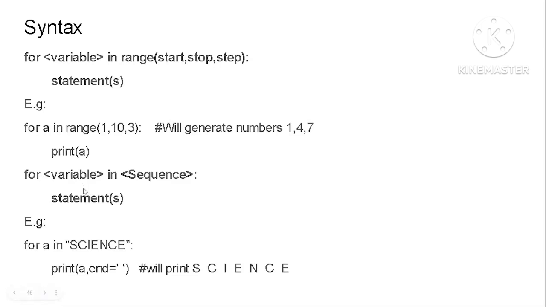Another one is for variable in, instead of using a range function, you can give a sequence. What do you mean by sequence? A string or a list or a tuple or a dictionary. So for a in science, this is a string. So every time a will take the value of S, C, I, E, N, C, E and so on. So print a will print one by one. Each value in a sequence will be printed. So for a in science will be executed 7 times. However many values there are in the string or the list, that many times the loop will get executed.